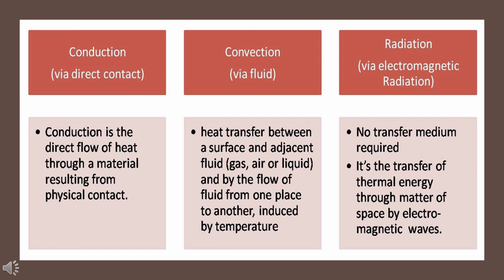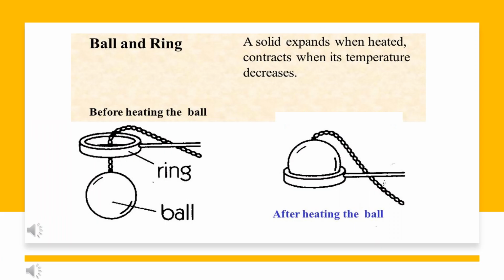Let us see what is explained in this activity. So let us observe what happens when solids are heated. Look at the left hand side picture. Before heating the ball, it's a metal ball and it passes easily through the ring. It's a metal ring. Now after heating the ball, you observe that the ball doesn't pass through the ring.